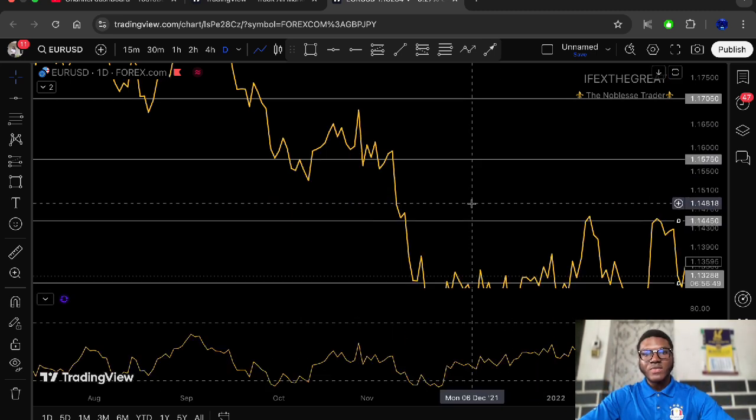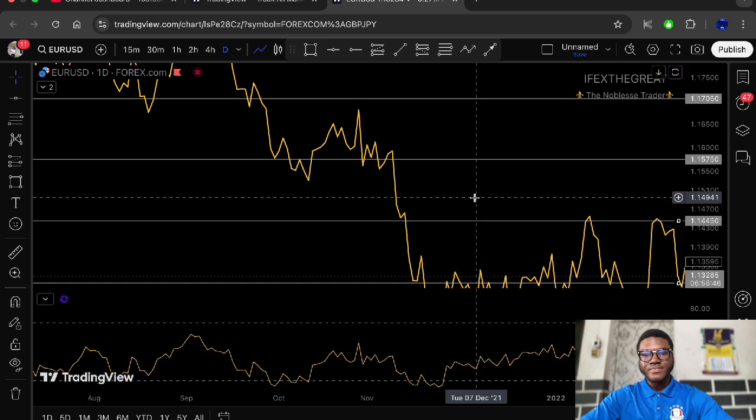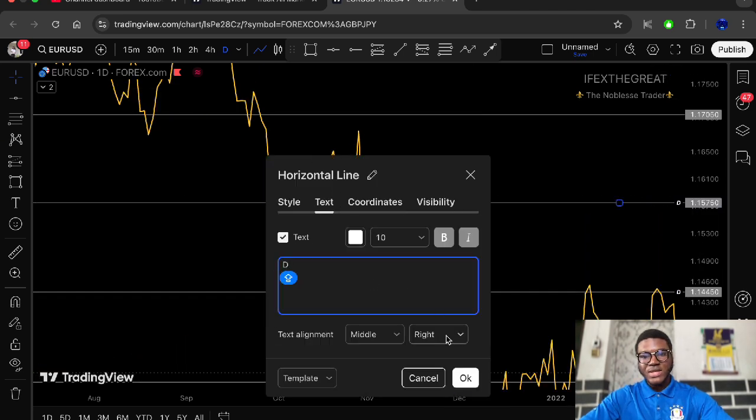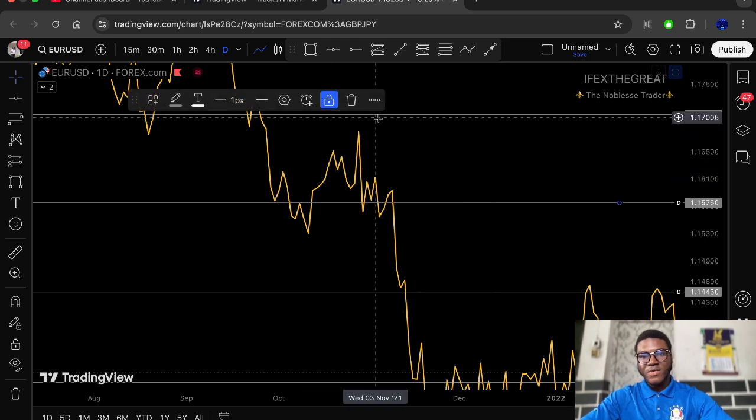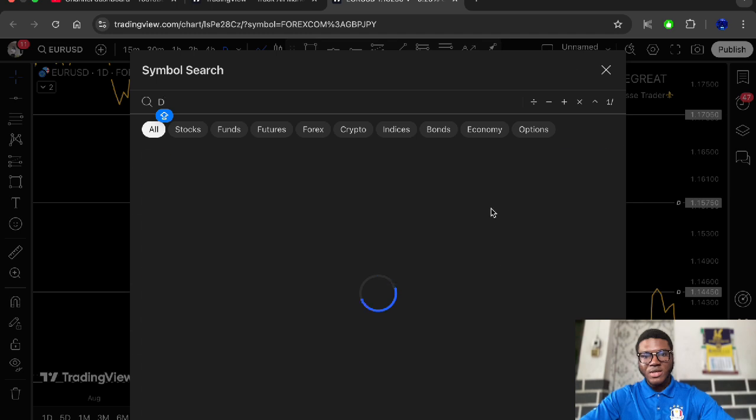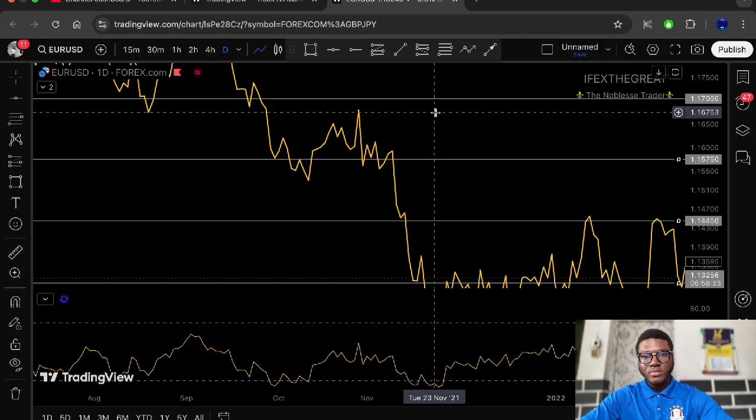So as usual, we're going to name them. We're going to name them with text. So these are daily levels. We name them and then lock them. Same thing here, name and lock. So we're going to name them again.